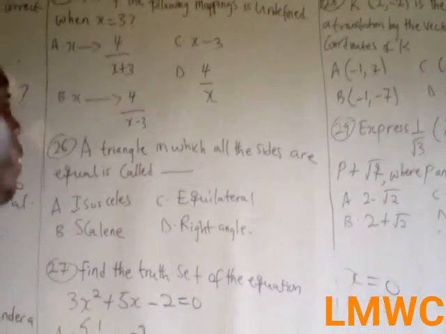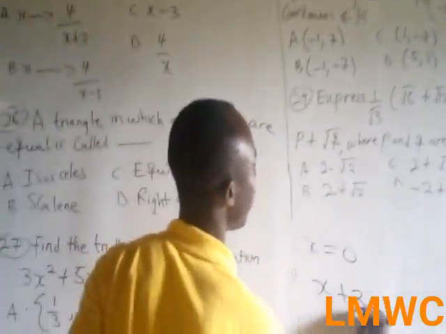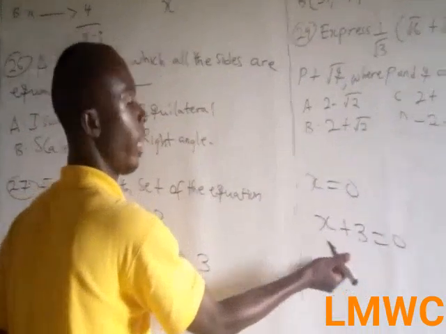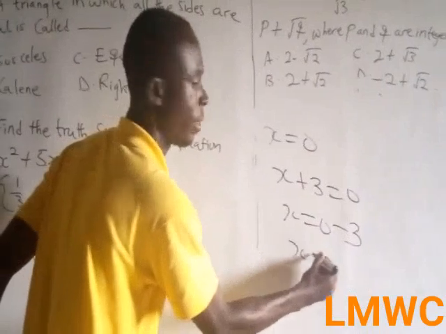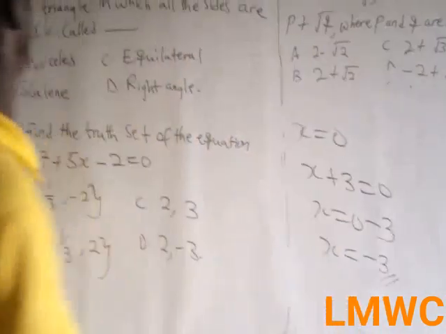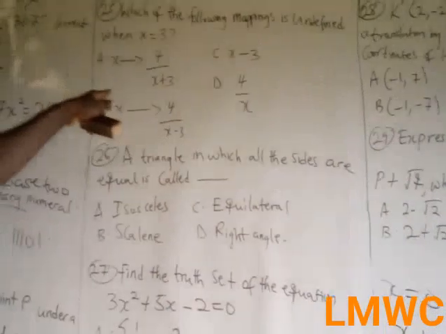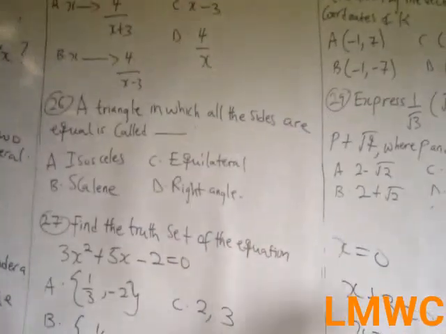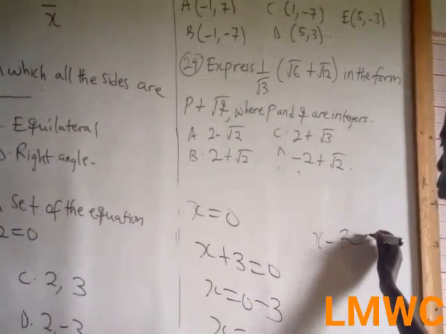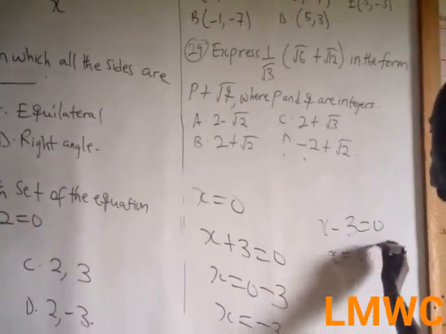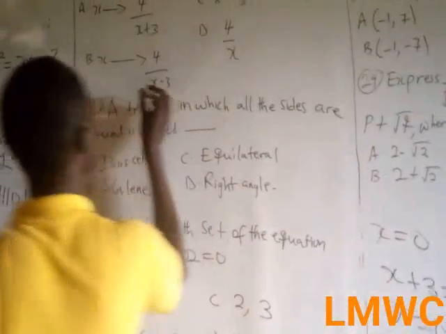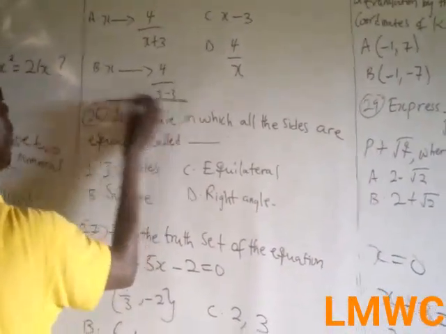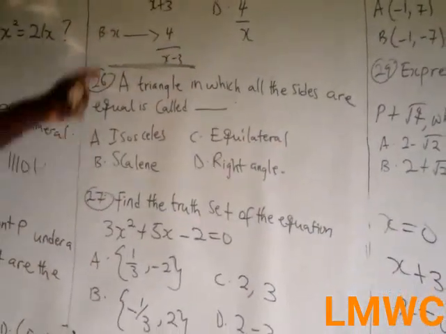A, let me equate my denominator. X plus 3 is equal to 0. So you solve for x. It becomes x is equal to 0 minus 3. So x is equal to negative 3. But here we have x is equal to 3. Let's solve for this. X minus 3 is equal to 0. So x is equal to 0 plus 3. We have x is equal to 3. So our answer is B. Anytime you hear of undefined, you equate the denominator to 0 and you work out.